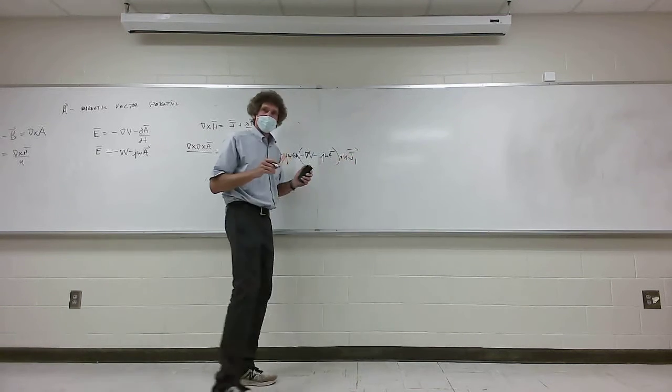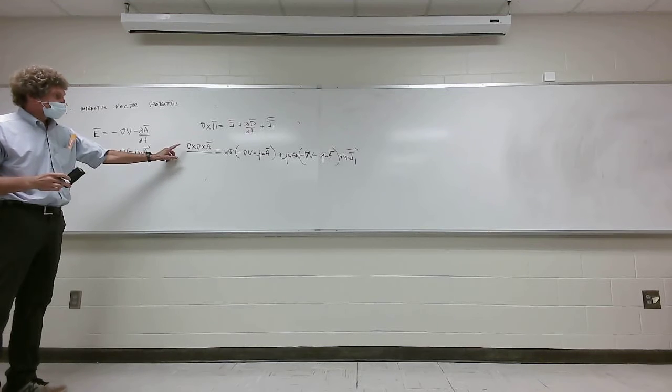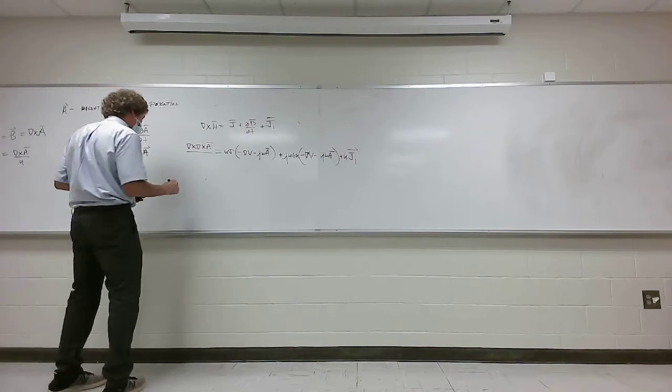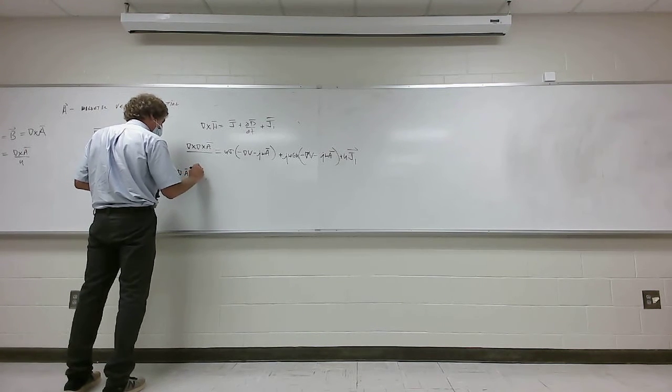You're right. Thank you. Everybody with me on that? Now the next thing is I'm going to take this and use that vector identity. You remember that curl of curl vector identity? I'm going to do it right here. Now I get the gradient of the divergence of A minus del squared of A.